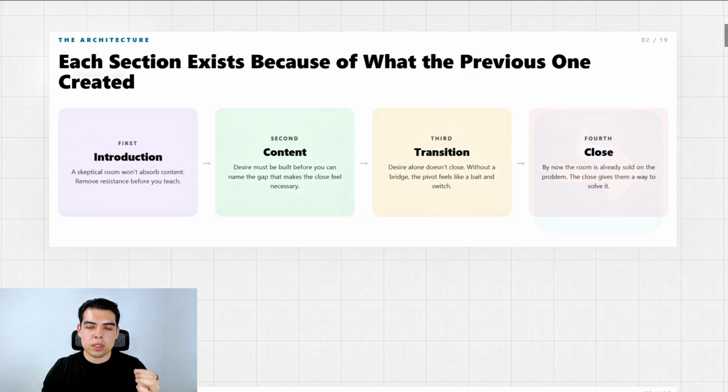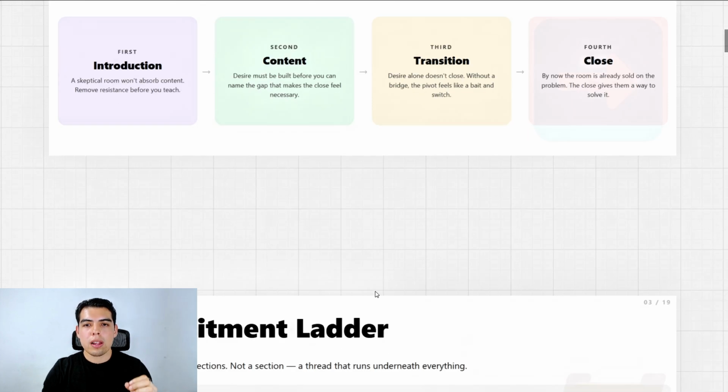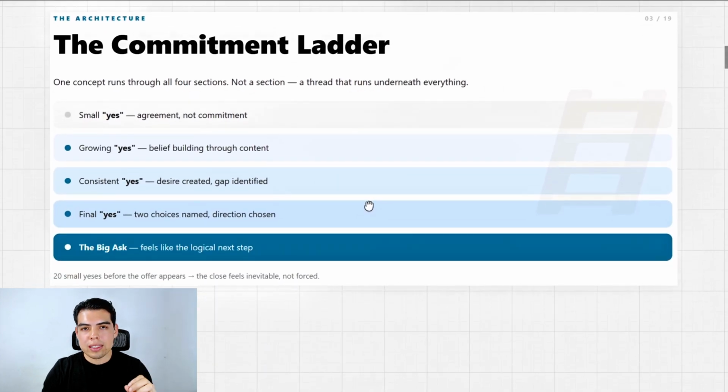The introduction comes first because a skeptical room won't pay attention to the training. You have to remove resistance and establish belief before the content can land. The content comes second because desire has to be built before you can identify the gap that makes the close feel necessary. The transition exists because desire alone does not guarantee closes. The close comes last because by the time you get to that section, the room has already been sold on the problem. The close just gives them a way to solve that specific problem.